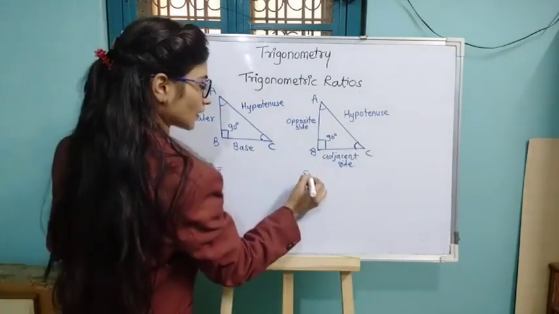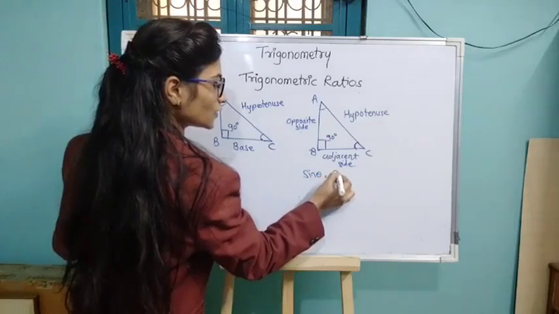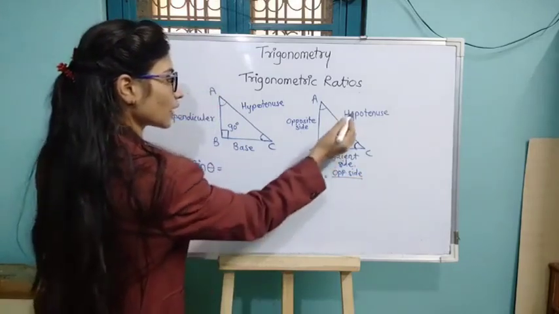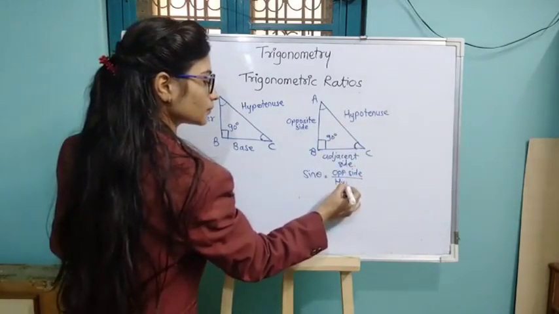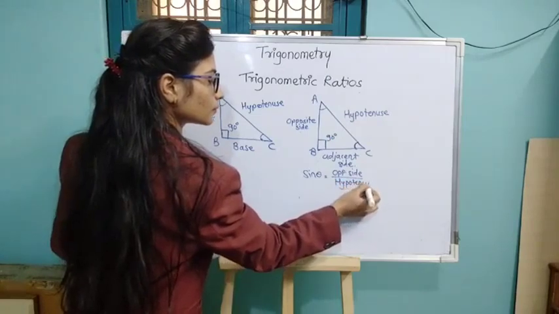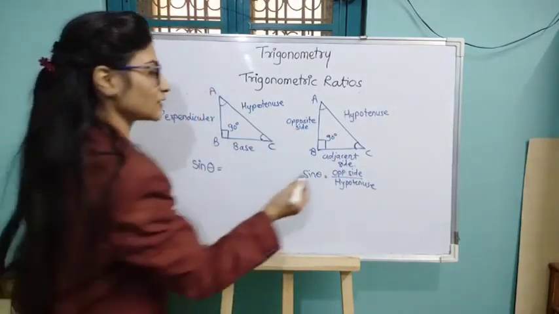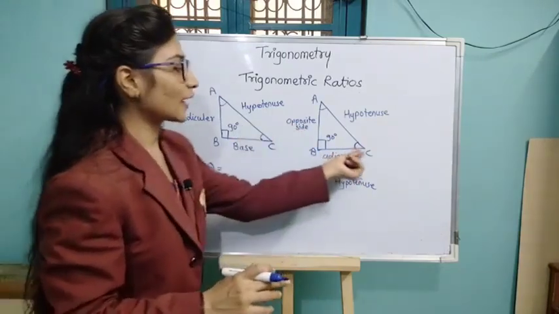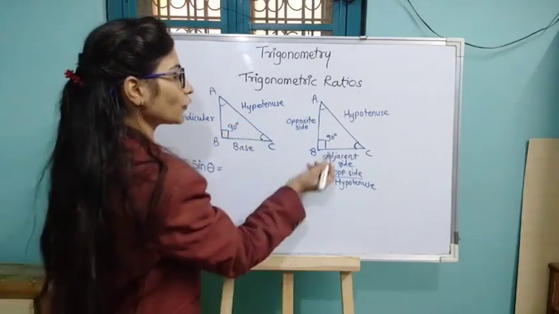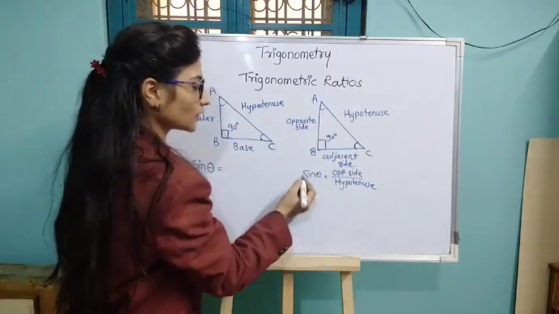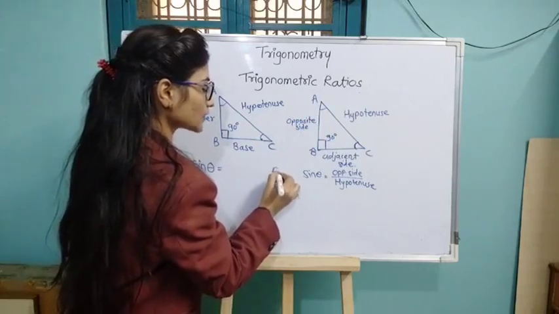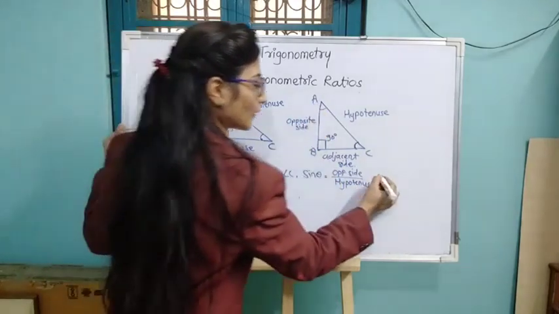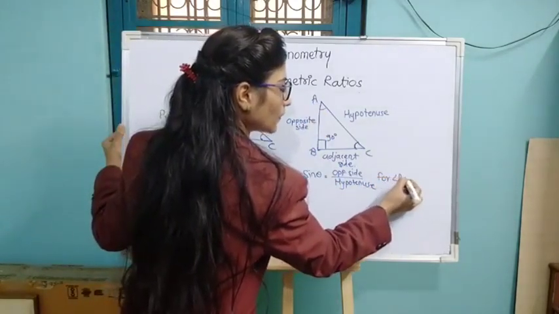Here I am writing sine theta is equal to opposite side upon hypotenuse. Opposite side upon hypotenuse. This is the ratio to find out the sine function, sine theta, for this angle C. And if we want to find out sine theta for angle A, this is for angle C. Now if you want to find out for angle A, then what will be the sine theta?